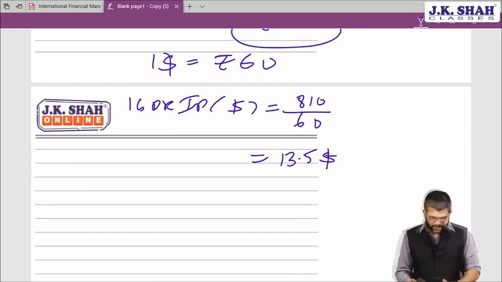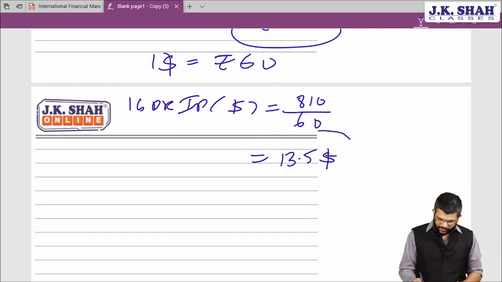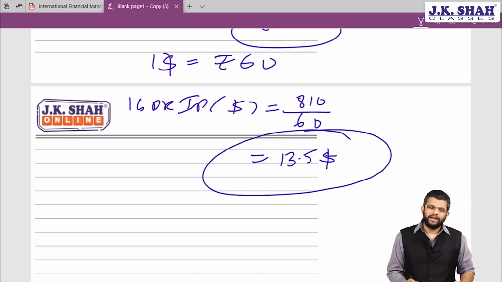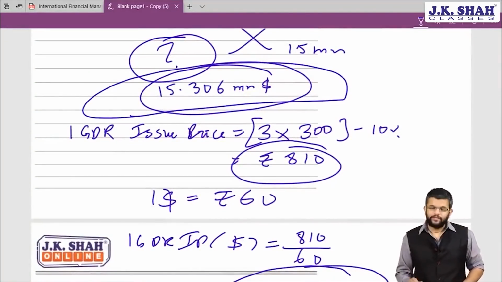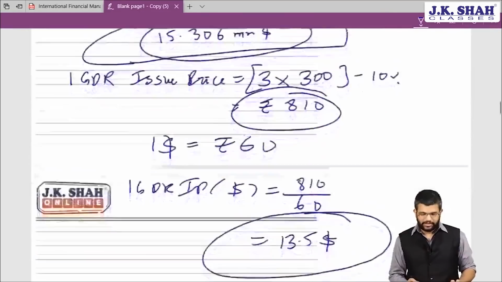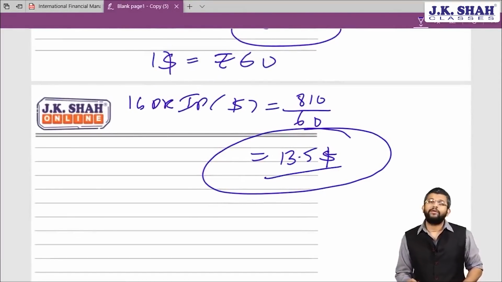Everybody following? Yes. So with that, students, we have got the issue price per GDR. Now we know that the total issue value has to be $15.306 million. We know 1 GDR is to be issued at $13.5.